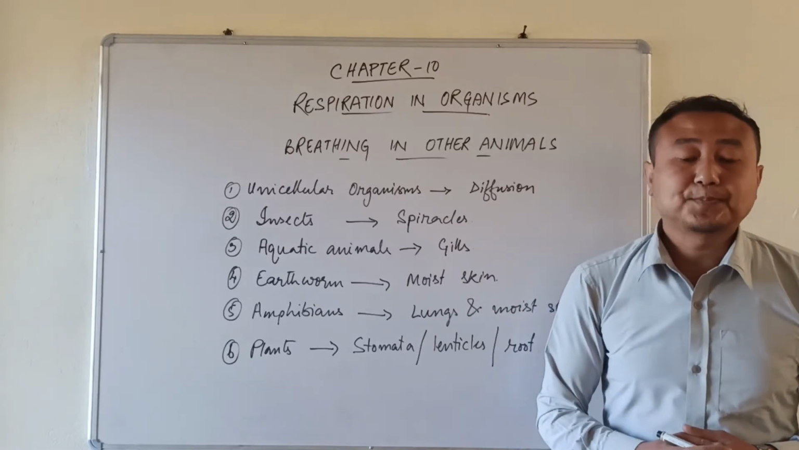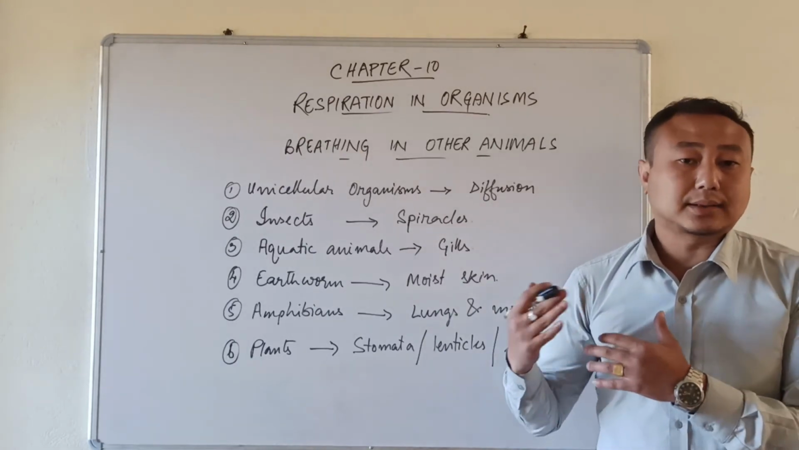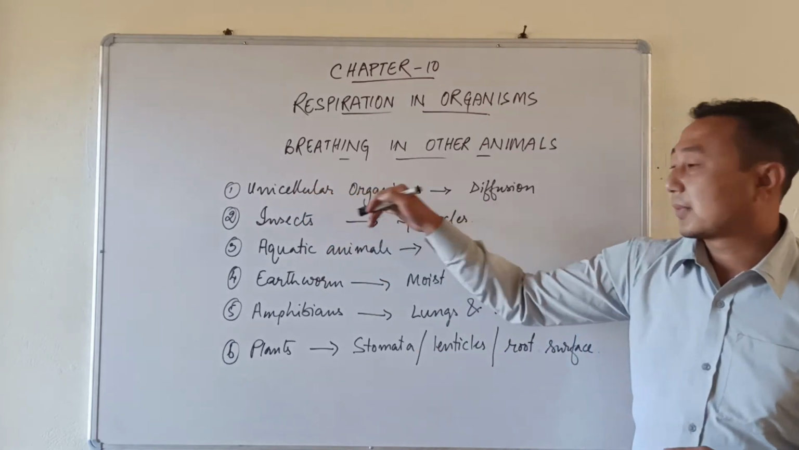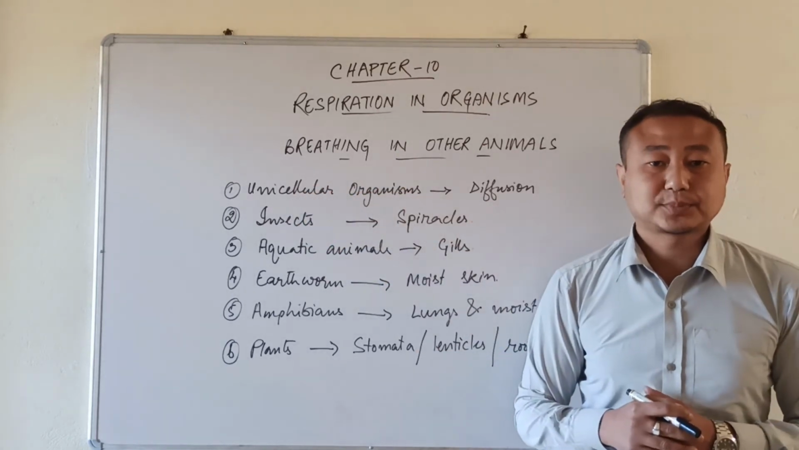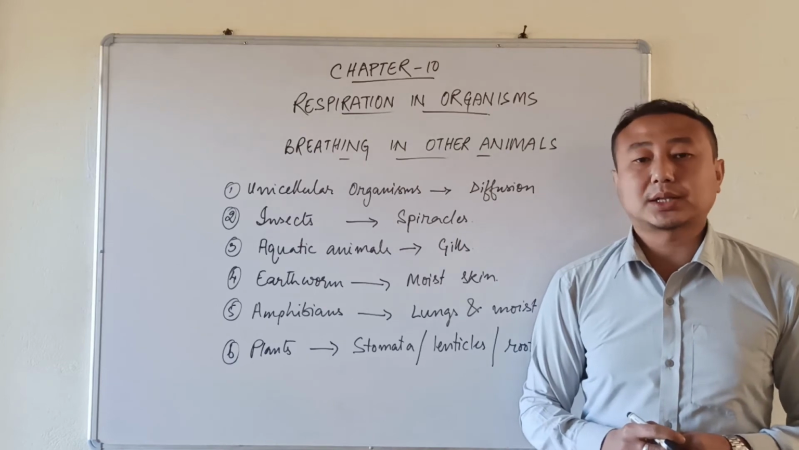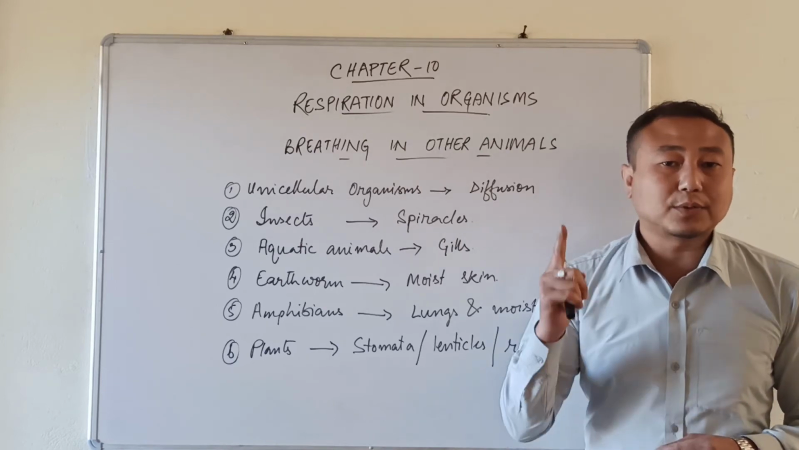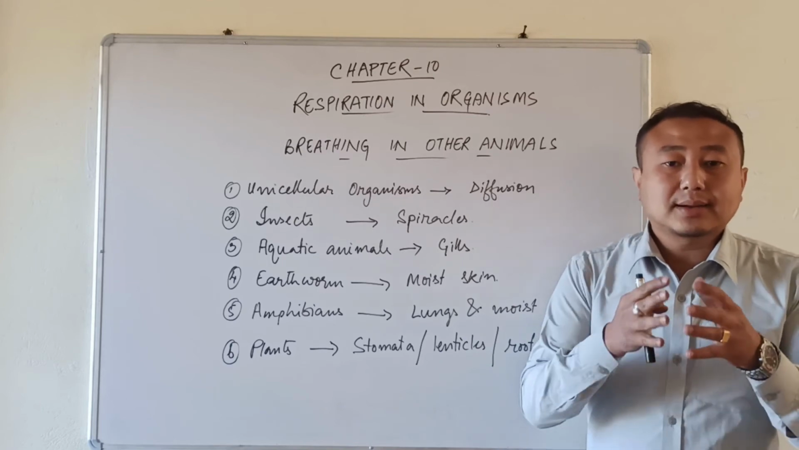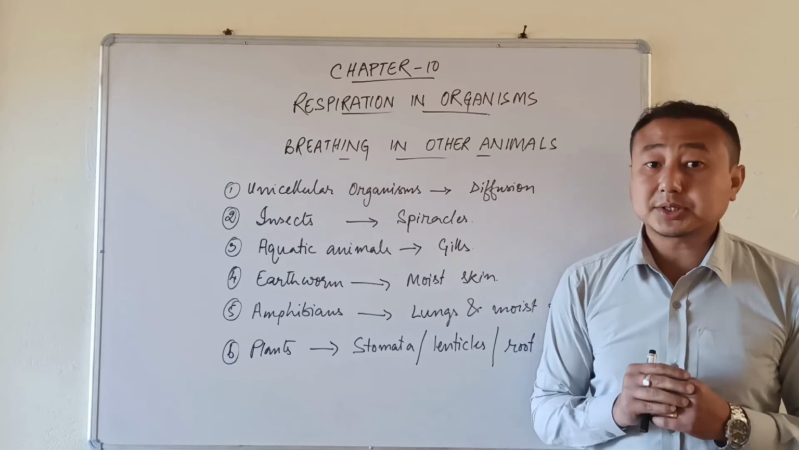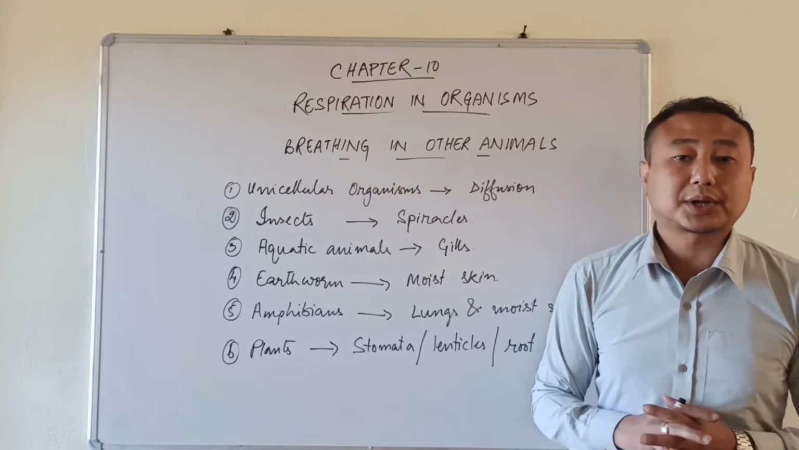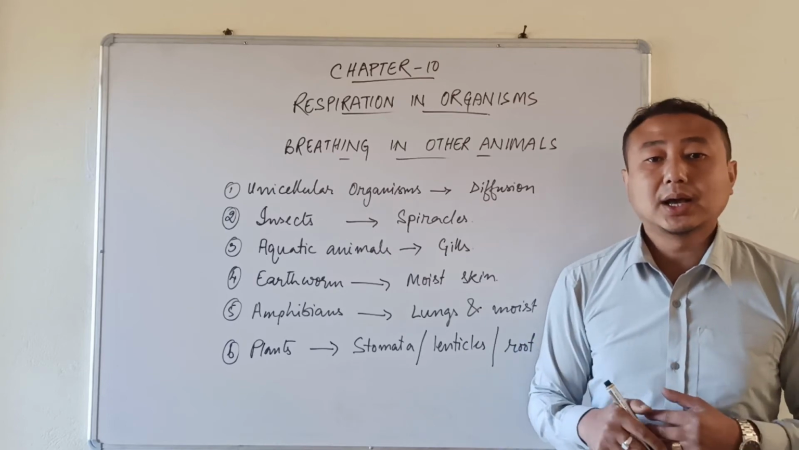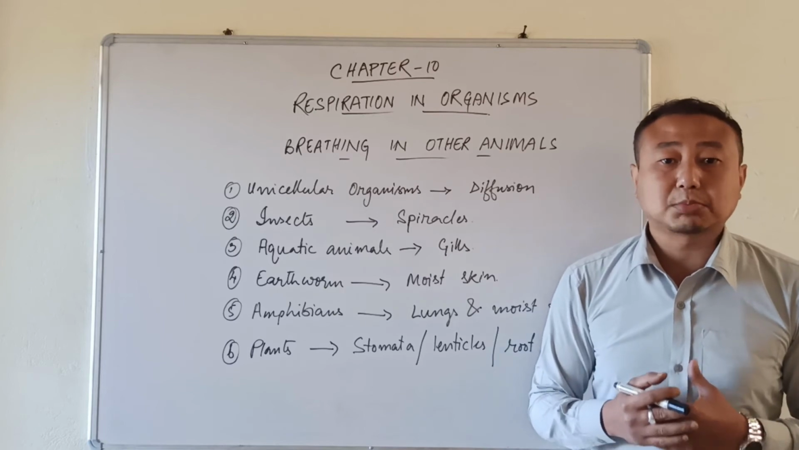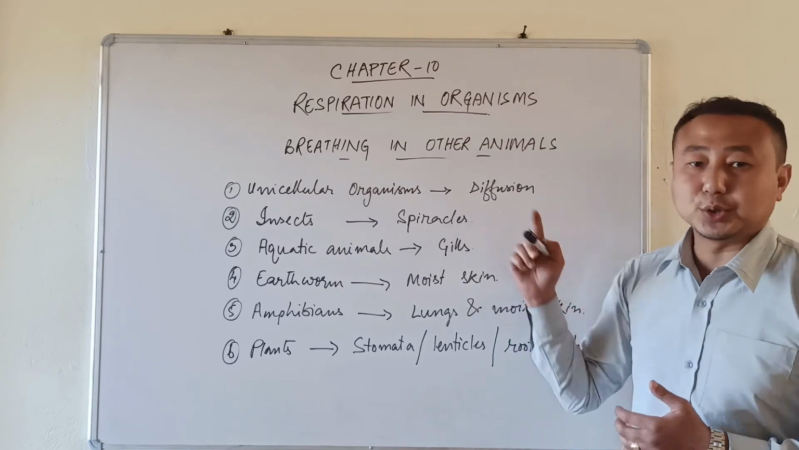Now let us see the process of breathing that is done by other living organisms other than human beings. The first one is unicellular organisms. Unicellular organisms are the ones which are made up of only one cell. Their bodies are in contact with the surrounding environment. Because of that, unicellular organisms like amoeba or hydra perform the exchange of gases by the help of a process known as diffusion.